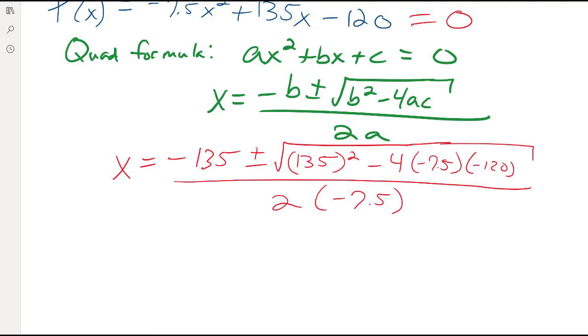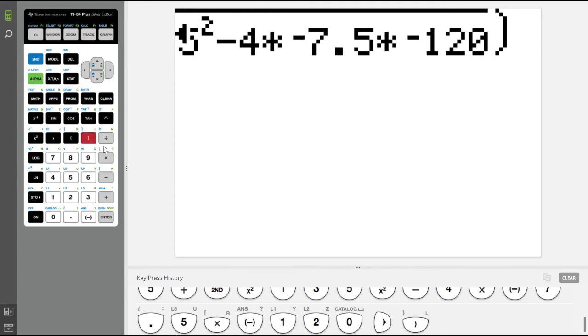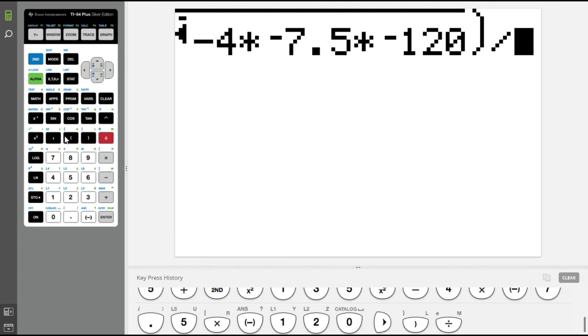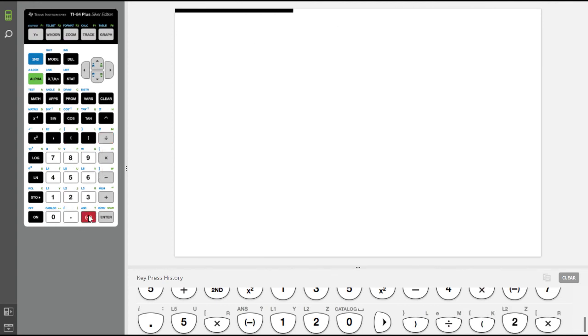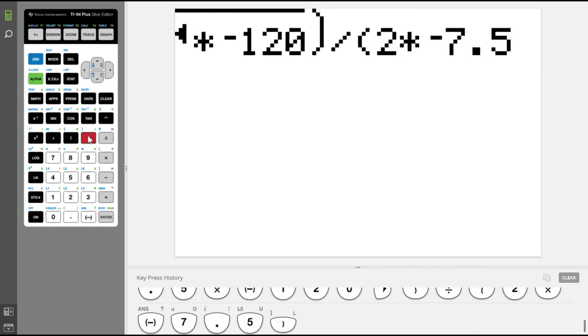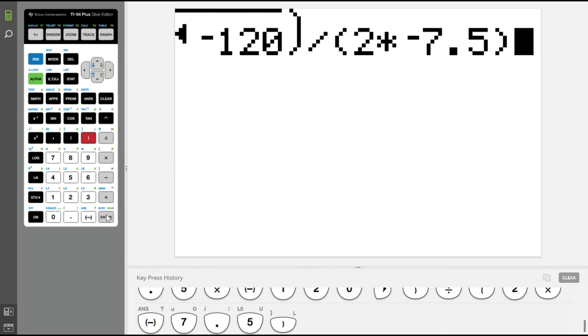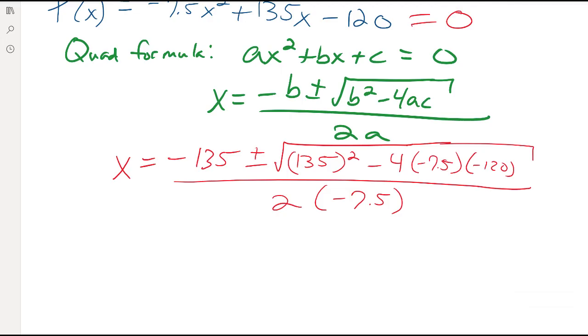Let me just double check those values. Yep. I'm going to get out of my square root and close parentheses. Then I still need to divide this by, let's open up another set of parentheses, 2 times a, so 2 times negative 7.5. I know you guys can't see the full thing, but everything looks to be correct. Hit enter, and there we go. I get 0.94. Let's round that to 2 decimal places. So 0.94. That's one solution here.